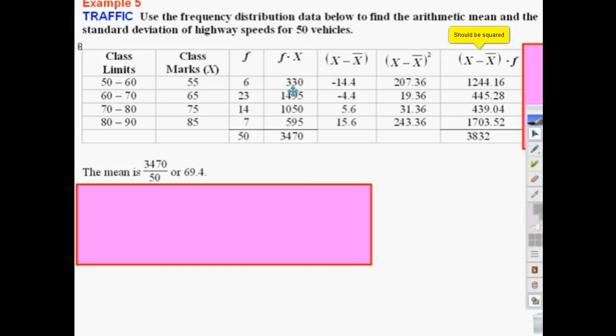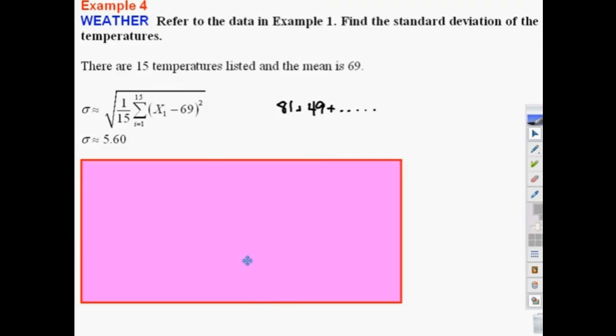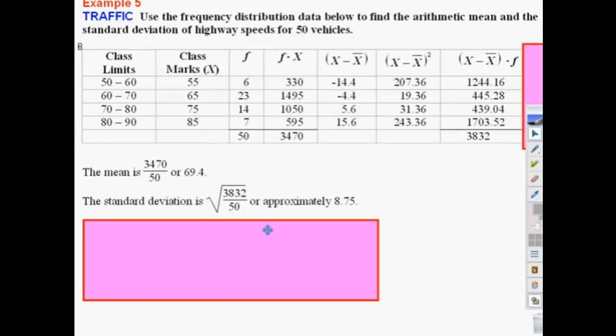1,244.16. Okay? And I do that for each of my classes and add them up, because that's what the standard deviation asks us to do, is to find that summation. So we add it up, and then I'm going to have to divide by the number of vehicles, which was 50, and take the square root. Okay, so that's what I'm going to do. We take the summation of those, which is 3,832, divide by the 50 vehicles and take the square root, which gives me a standard deviation of approximately 8.75.